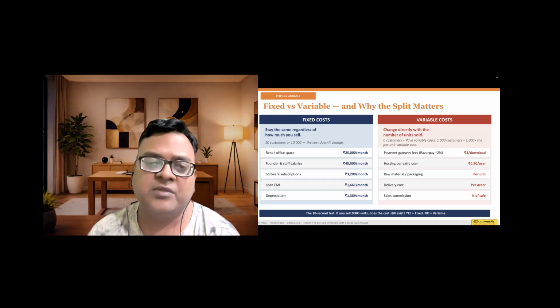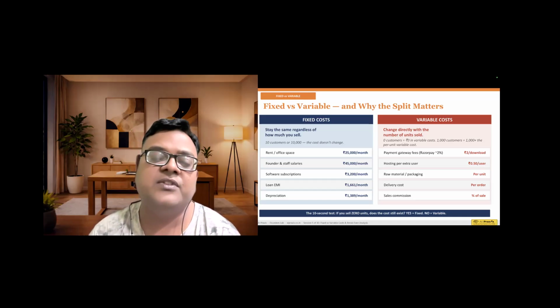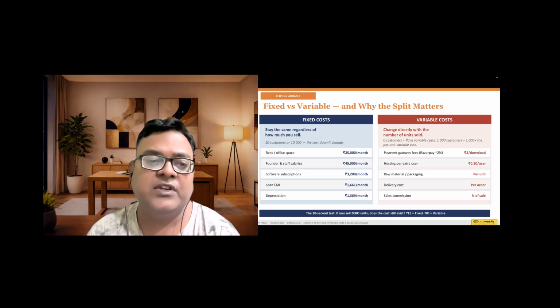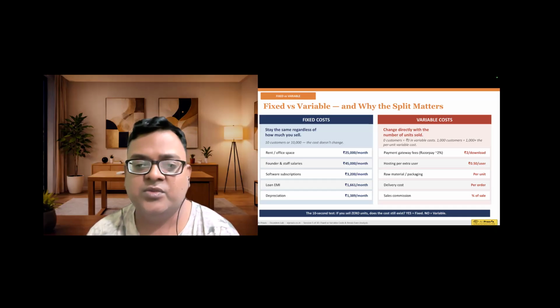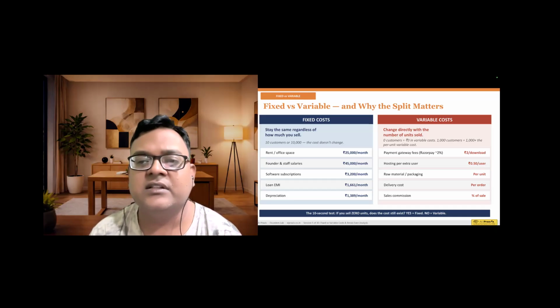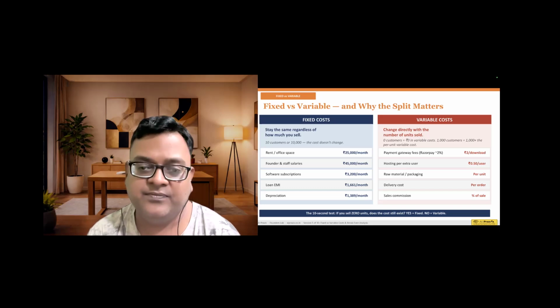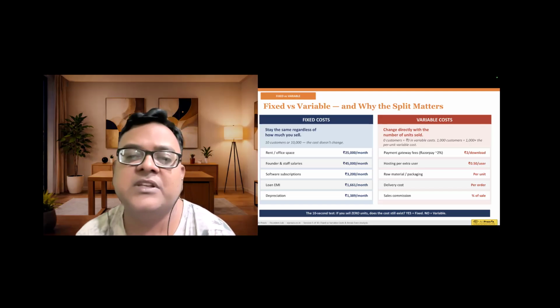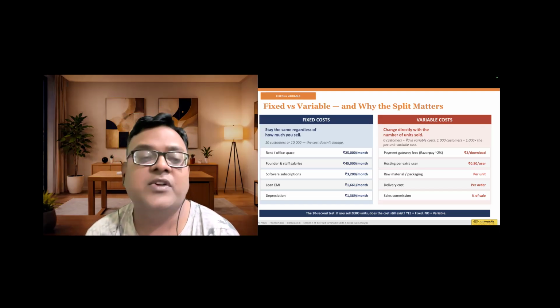But on the other hand, the variable costs, they change directly with the number of units sold. If there are no customers, of course, there is no variable cost. If there are 1,000 customers, you just multiply the cost of that unit, right, variable into 1,000. For example, payment gateway fees. Let's assume Razorpay takes 2%. So for every download, it will be rupees 2.